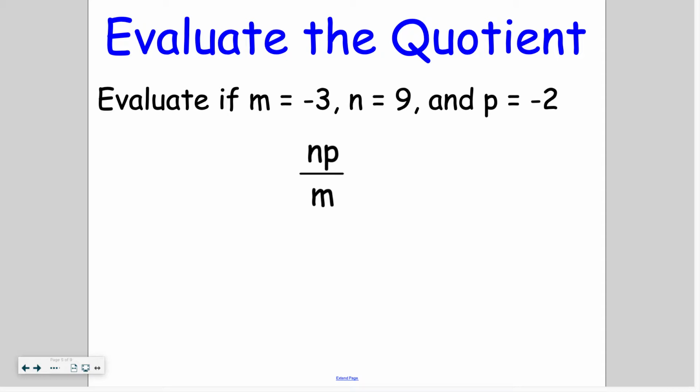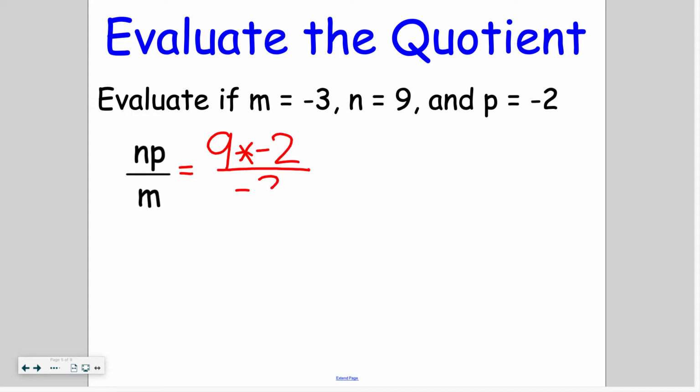Another thing we want to be able to do is evaluate quotients, aka problems with division, that involve variables. It says evaluate if m is -3, n is 9, and p is -2. Currently, my expression says np divided by m. Remember that when variables are written next to each other, that means they are multiplied. So we plug in our numbers. For n, we have 9 being multiplied with p, which is -2, and all of that is being divided by m, which is -3. We solve the top part first. So 9 times -2 is -18. Then we still have -3 on the bottom. Remembering that the line means division, -18 divided by -3 gives us an answer of 6.